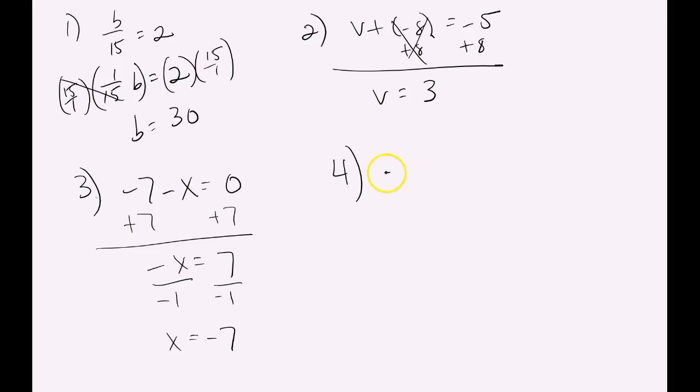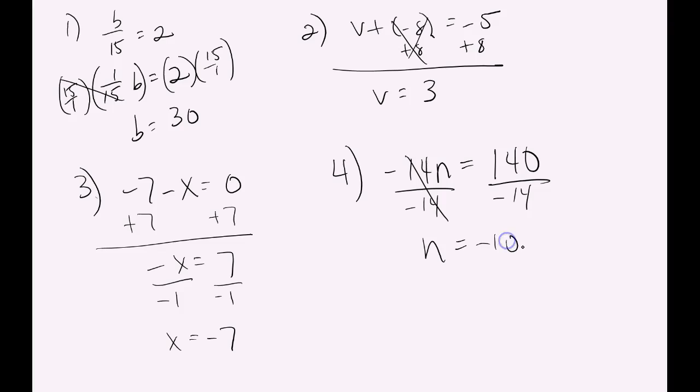Número 4. You didn't know I was speaking Spanish, would you? Alright, -14n equals 140. We don't want that on the end, so we're going to divide by the -14. And when you do that, it looks like that's going to be a -10.